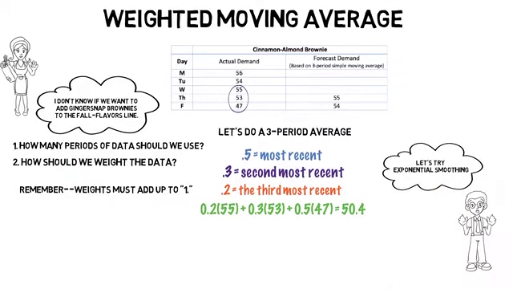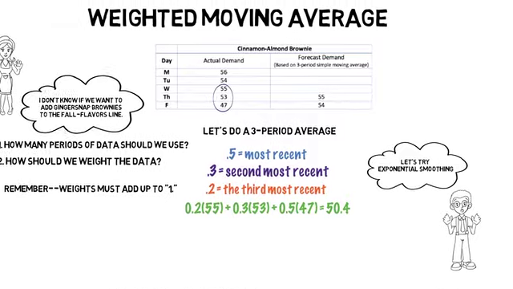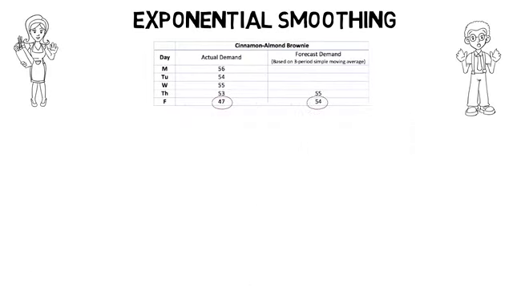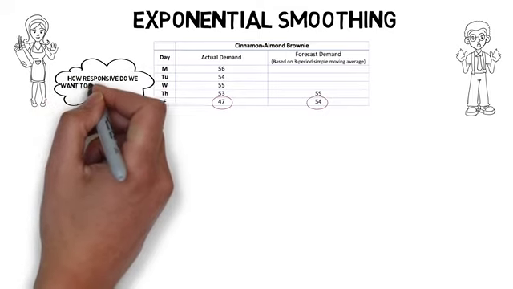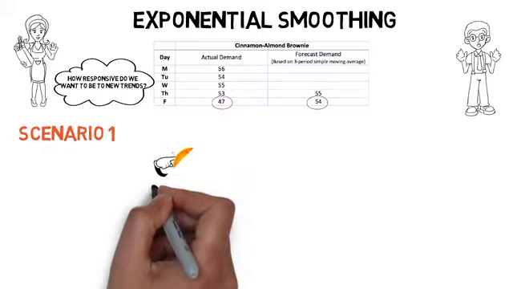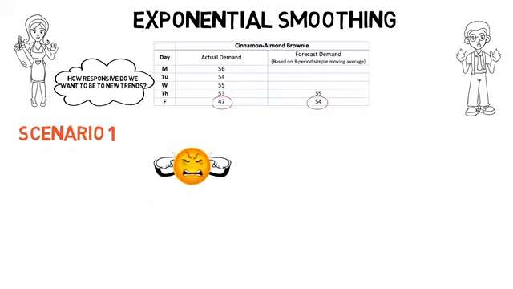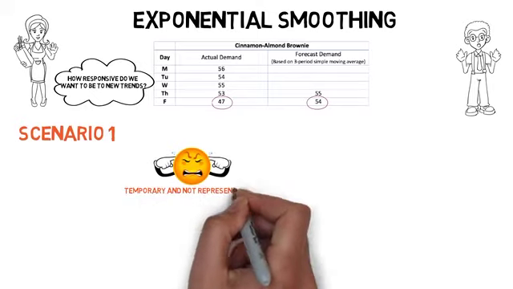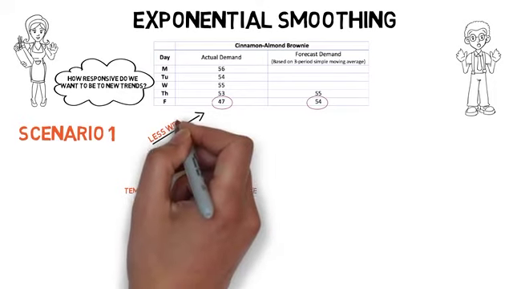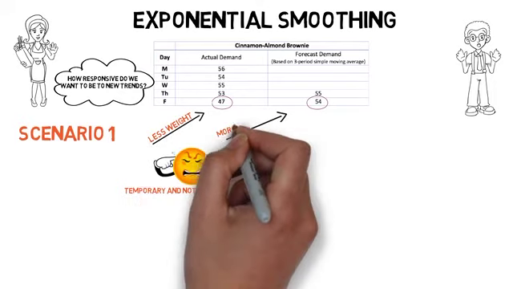Finally, Dallin suggests they try exponential smoothing. Exponential smoothing weights your last period of demand with your last period's forecast. To decide on the weights, you need to decide how responsive you want to be to new trends. Let's look at 2 different scenarios. Scenario 1. If you believe demand variations are noise, that is temporary and not representative, you will place less weight on your previous period's actual demand and more weight on your previous forecast.